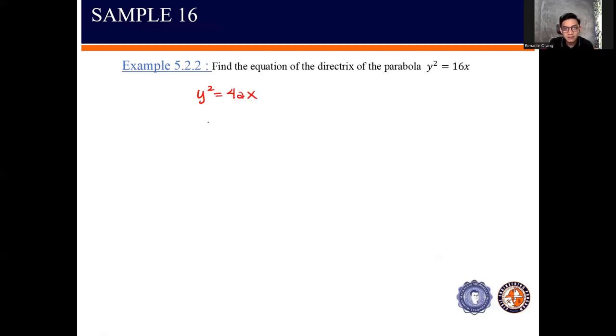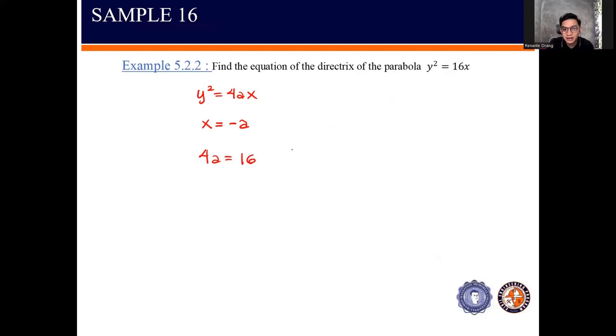Diba? And then, the formula for our directrix is equivalent to negative a. So, that is the equation of our directrix. Diba? Hindi siya point, but rather an equation. Kasi line kasi siya. Equation of a line, kumbaga. So, therefore, by inspection ulit, 4a natin is equivalent to 16.